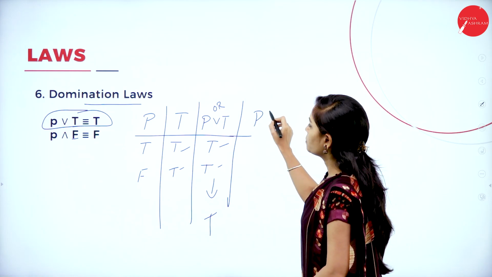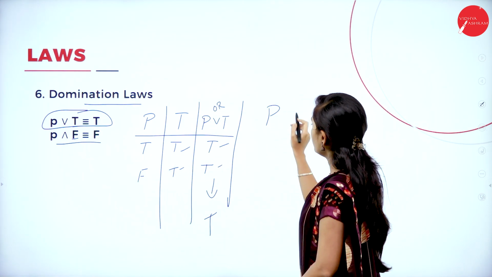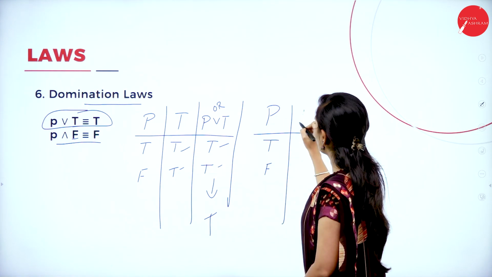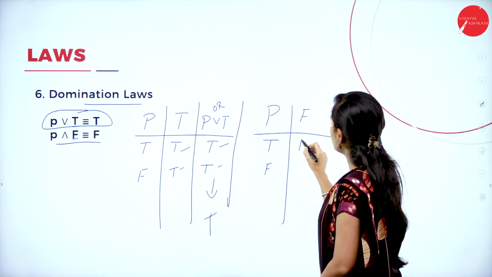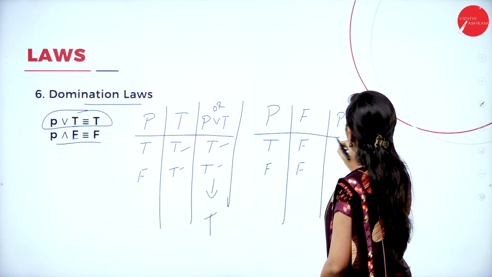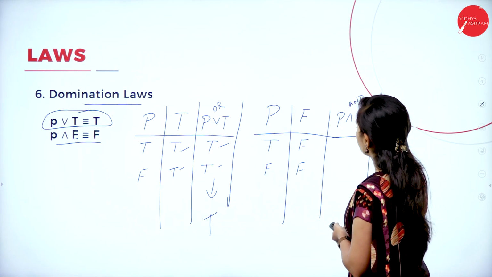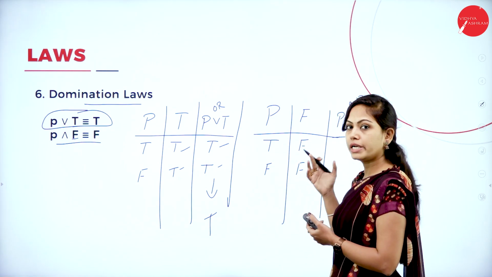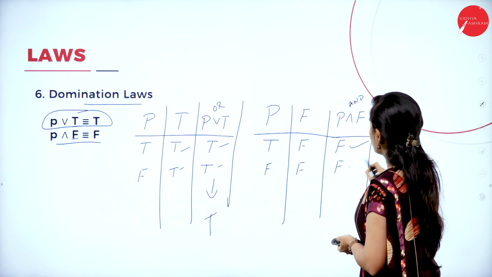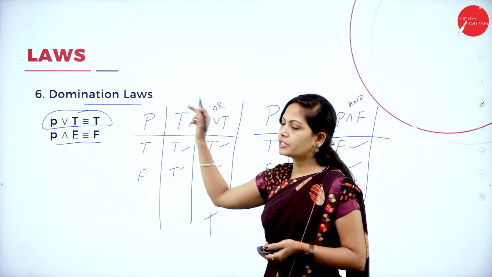And next I will find out P and false. So next I will find out for the second statement. I have P, so the first statement is P. The truth value is true and false. And the second statement is false. False means all the truth values are false only. So now I will find out P and false. So what will you get? It is false only. Here I am using the AND operation. If any one of the statements is false, the condition is also false. So true, false means it is false. False, false is also false. So this is your false condition, right?